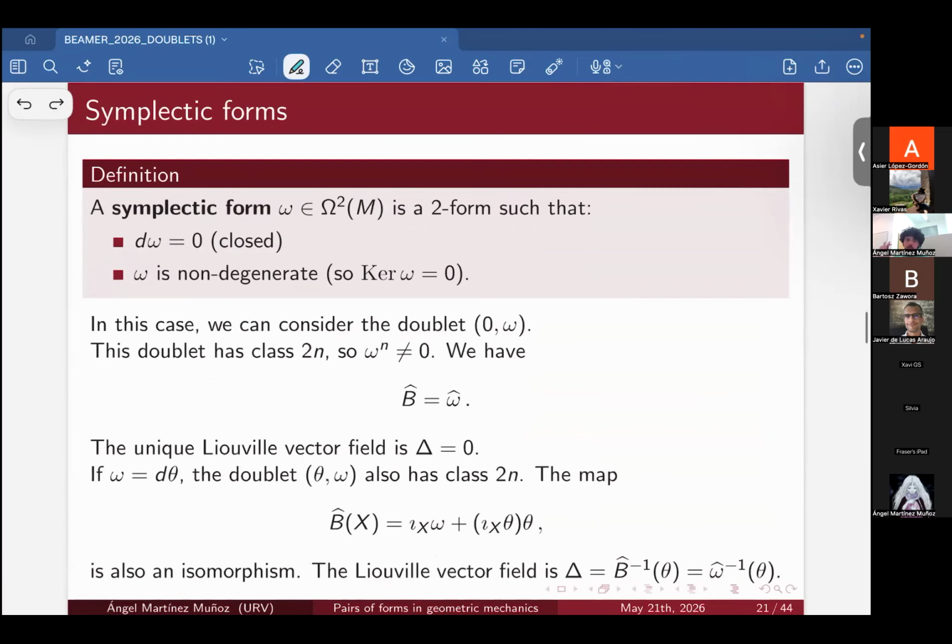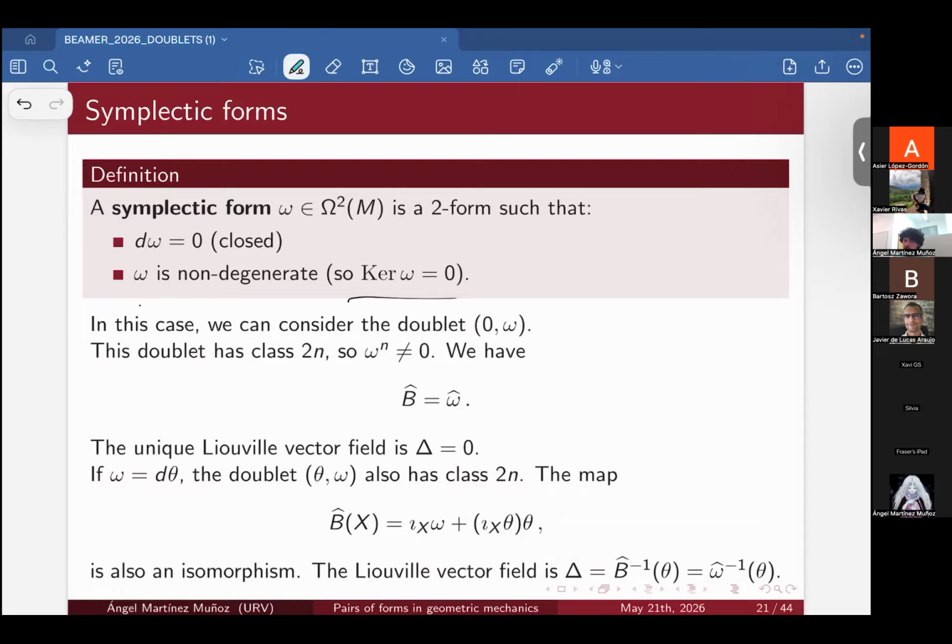I will be giving the definitions, although I know that many of you know these things, but I will just be fast with it. So a symplectic form, as you know, is a closed two form which is non-degenerate, so that the kernel of this two form is zero. In this case, you can always consider the doublet which takes as the one form just zero. So there you have a doublet.